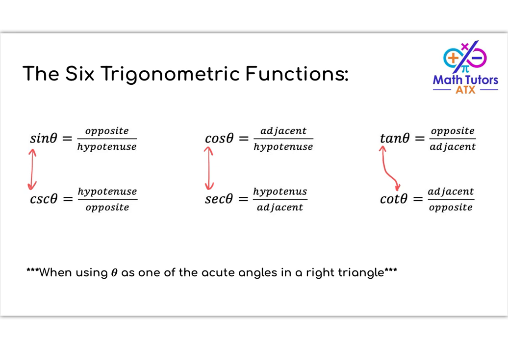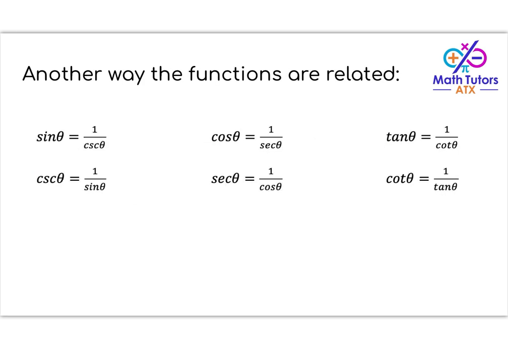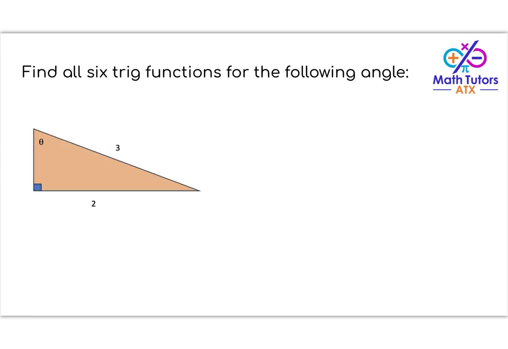So cosecant's the reciprocal of sine, and secant's the reciprocal of cosine. Another way to look at it is like so. Instead of looking at it as opposite over hypotenuse, it really is just the reciprocal of its counterpart. So if you know the tangent of something, you just look at the reciprocal for the cotangent. And there you go. Let's go ahead now and look at an example.